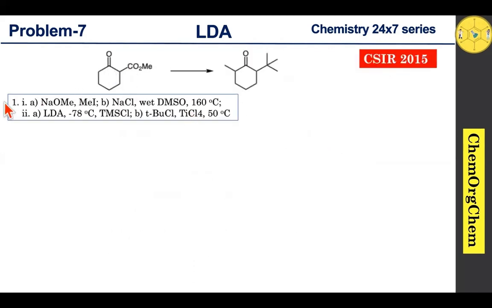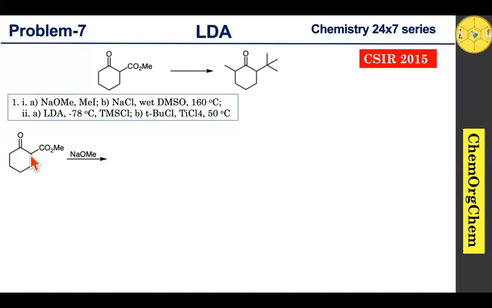This is the first reaction condition, which involves sodium methoxide and methyl iodide. When you take the beta keto ester compound and treat it with sodium methoxide, the sodium methoxide acts as a base, which readily takes the proton from the more acidic site. When you look at this ketone, there is an acidic site here as well as here, since both sites are near the carbonyl group.